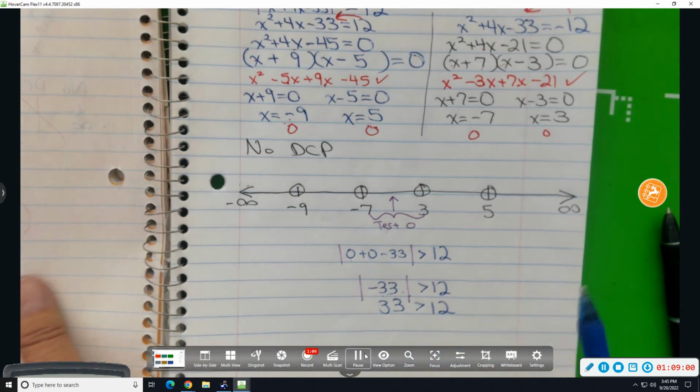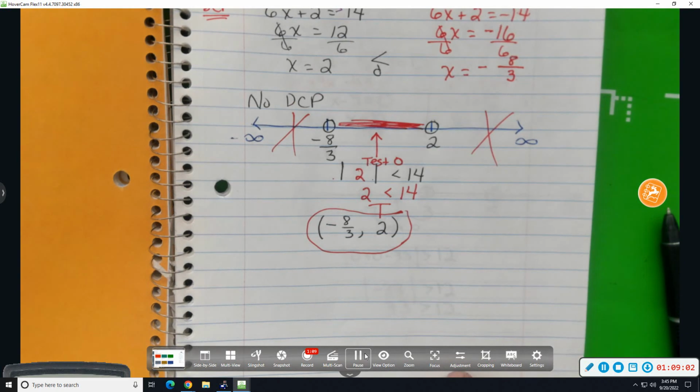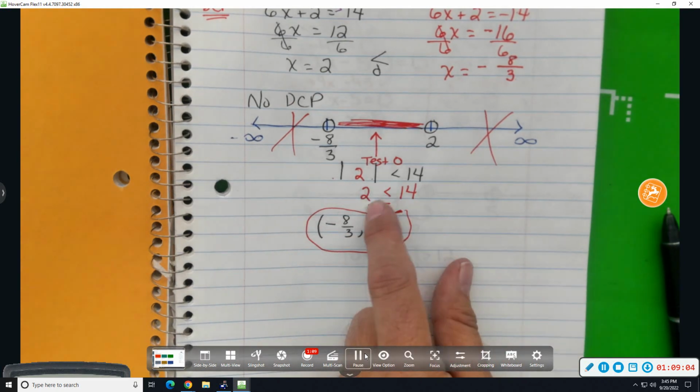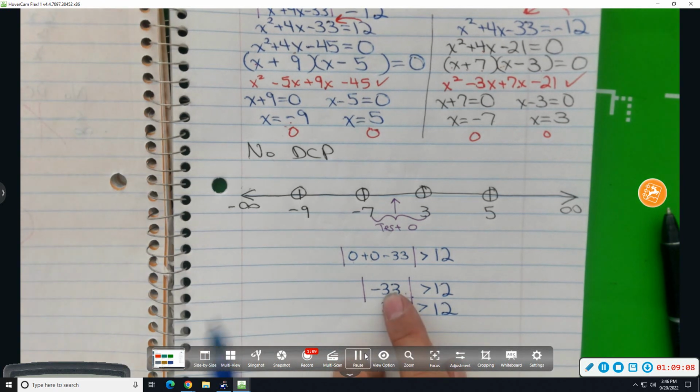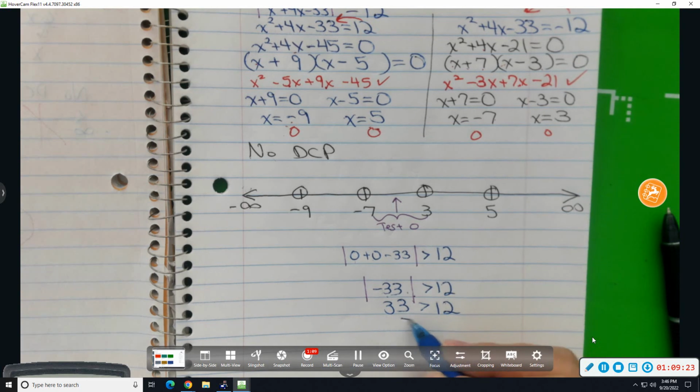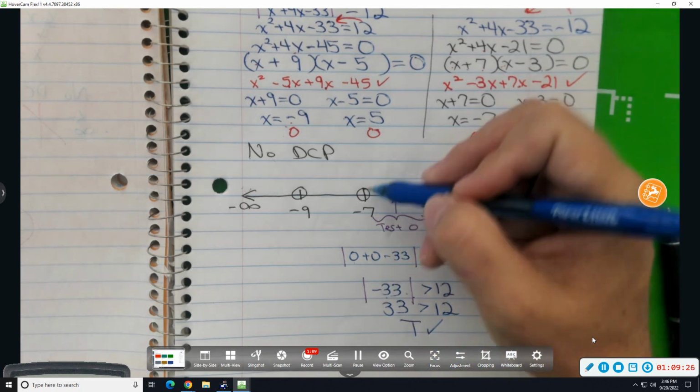On the other one, I think it was already just the absolute value of 2, which was 2. But here, you make sure you take the absolute value first. Don't look at the negative 33 greater than 12. Look at the positive 33 greater than 12. Any questions there on our logic? So is that going to be true or false? True. So we're shading here.